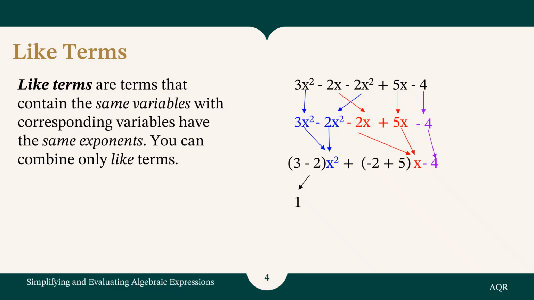3 minus 2 gives us 1. We drop the x squared. Plus negative 2 plus 5 gives us 3. We drop the x. And finally, we drop the constant. Now our final answer is going to be x squared plus 3x minus 4.